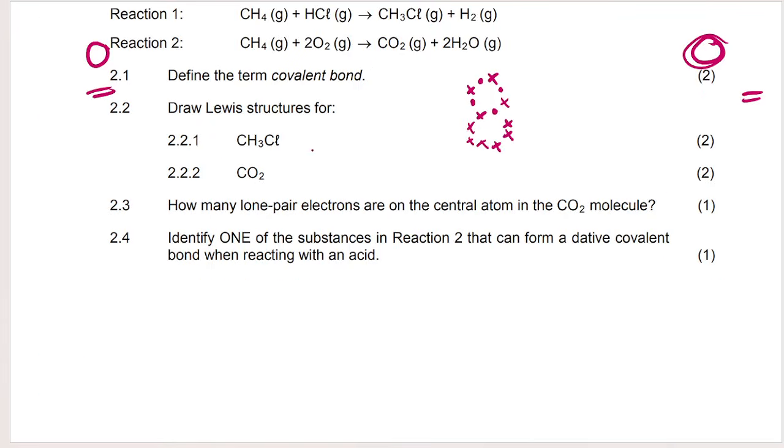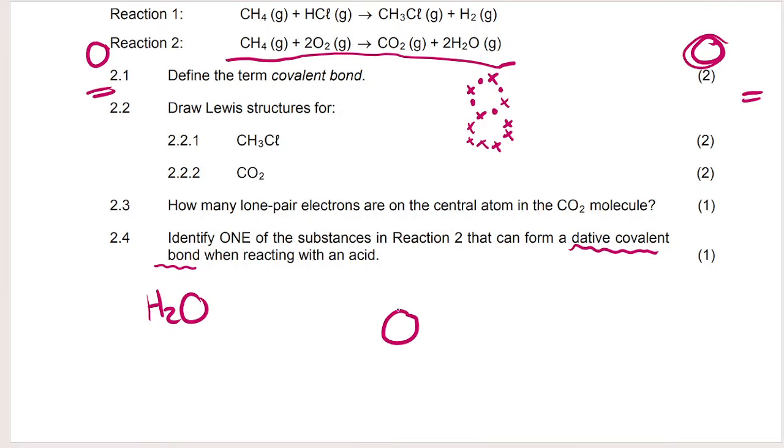2.4 wants us to identify one substance in reaction to, that's this reaction over here, that can form a dative covalent bond when reacting with an acid. Now you need to know the definition of a dative covalent bond. A dative covalent bond will form when one of my substances has a lone pair of electrons on the central atom, okay? And one atom or ion needs to have an empty valence shell. So now, very simple, they don't want us to show it with Lewis dot diagrams or anything, but you should know that water, H2O, has a lone pair of electrons on the central atom.